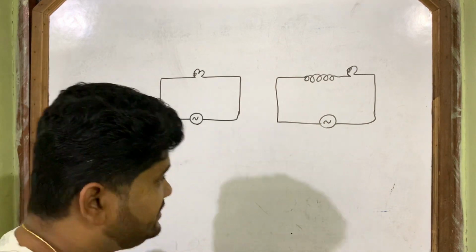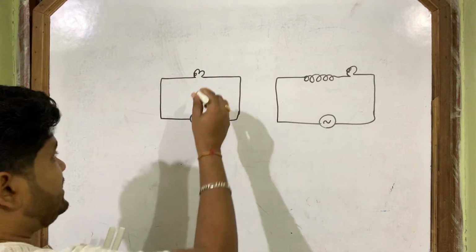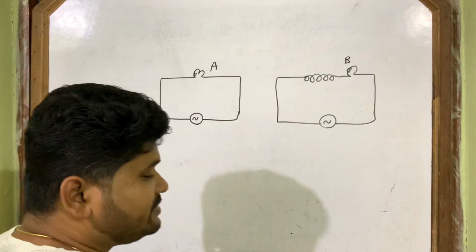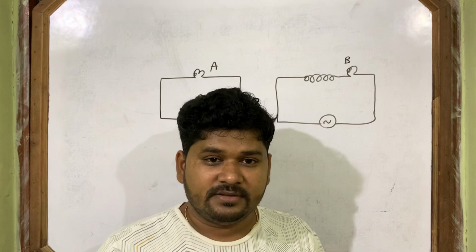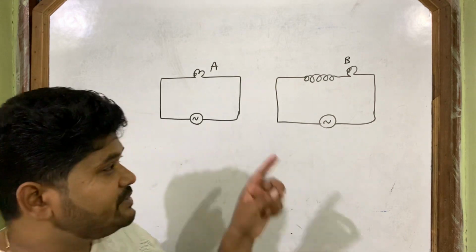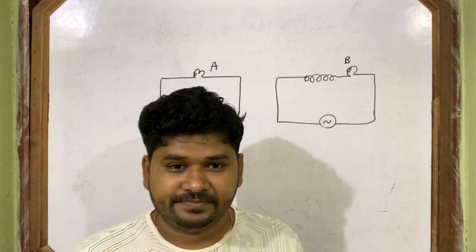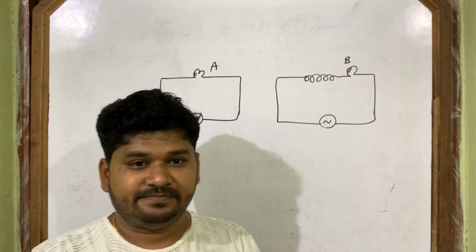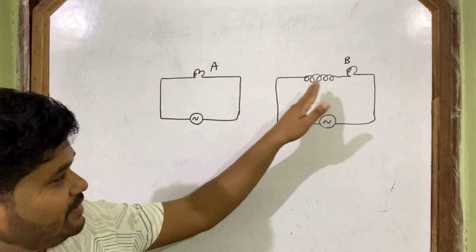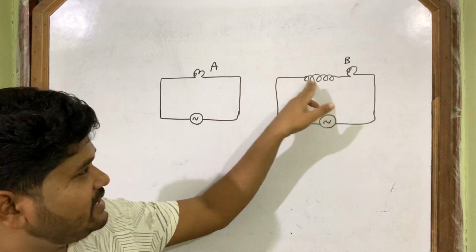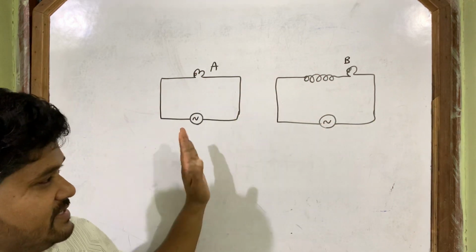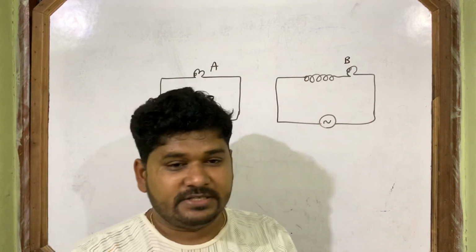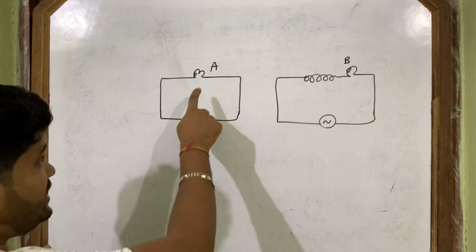Always it is active. So my question is, if this is bulb A and this is bulb B, and both switches are turned on at the same time, which bulb will glow fast? One is connected with an inductor, one is just connected like this, and at the same time we switch on. Which bulb will glow first, bulb A or bulb B?